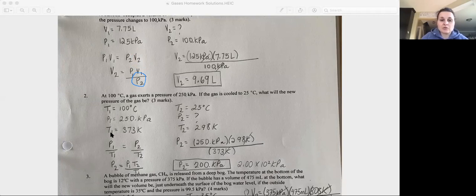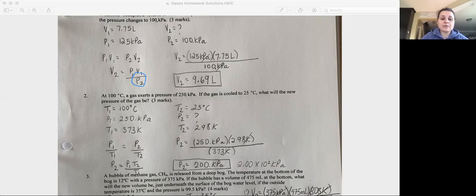My initial temperature is in degrees Celsius. We cannot work in degrees Celsius with these formulas. We must convert to Kelvin, so adding 273 to the 100 gives me 373 Kelvin. My final temperature, T2, is 25 degrees Celsius, which we have to add 273 to get it into Kelvin. That gives us 298 Kelvin. And I'm looking for my final pressure, P2. So my formula that I'm using is P1 over T1 equals P2 over T2.